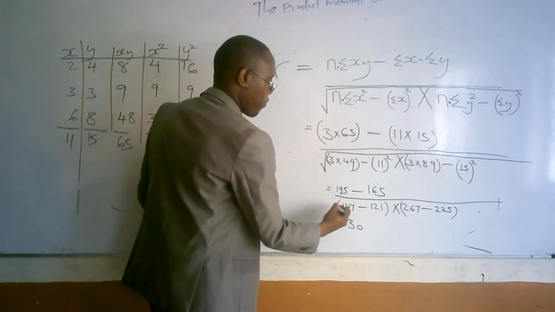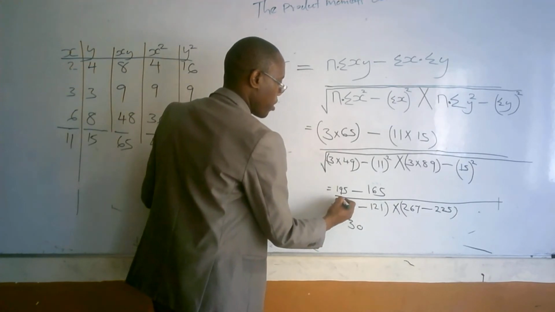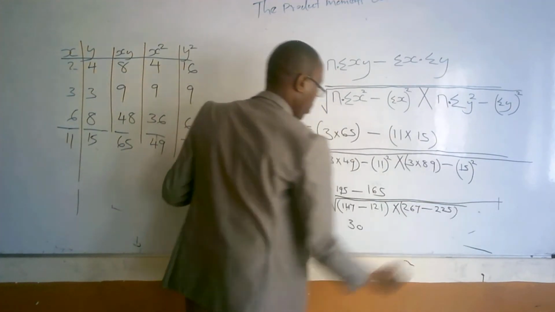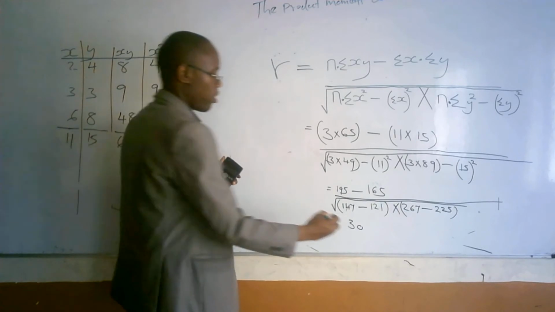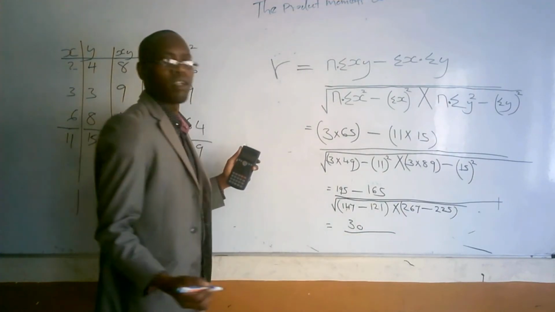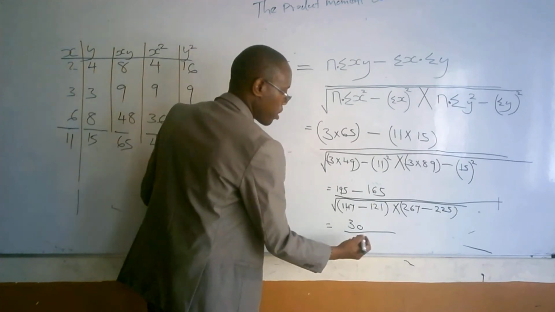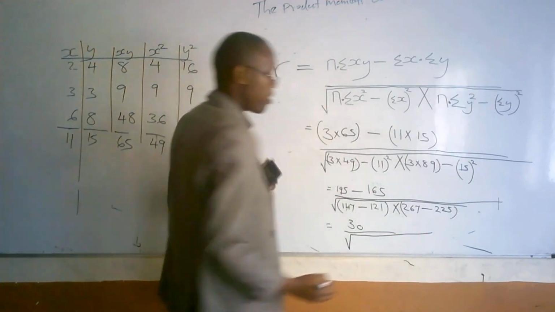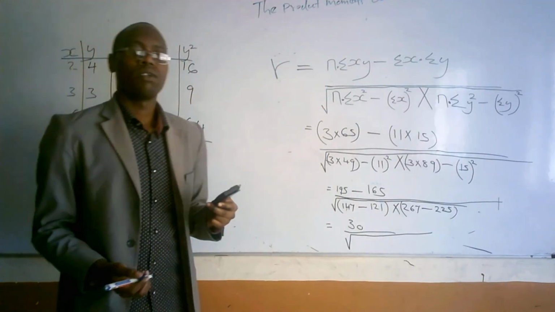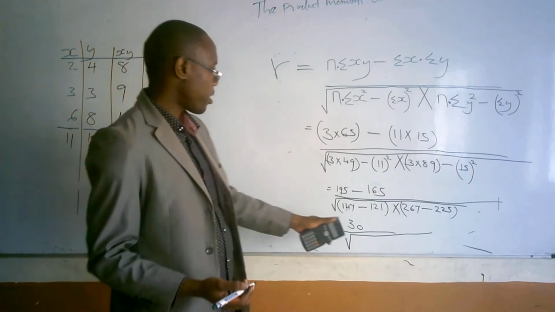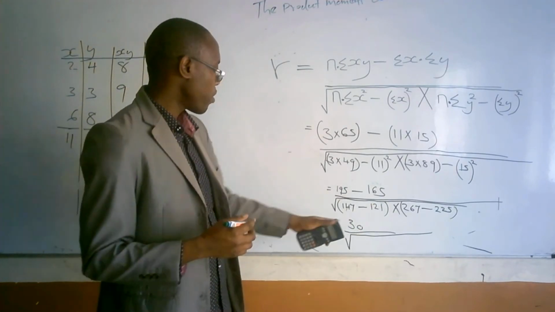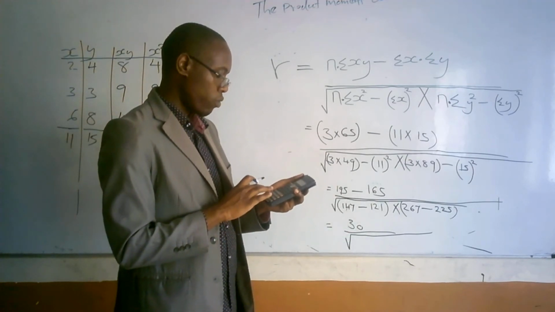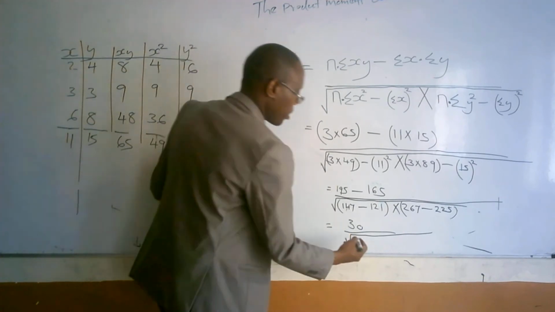And remember, before I forget, that everything in the denominator is always under square root. So it's going to be 30 over, so let us always have that square root so that we don't end up forgetting. So remember that everything in the denominator should be under that square root. So it's going to be 30 over the square root itself. So it's going to be 147 minus 121, which is 26.